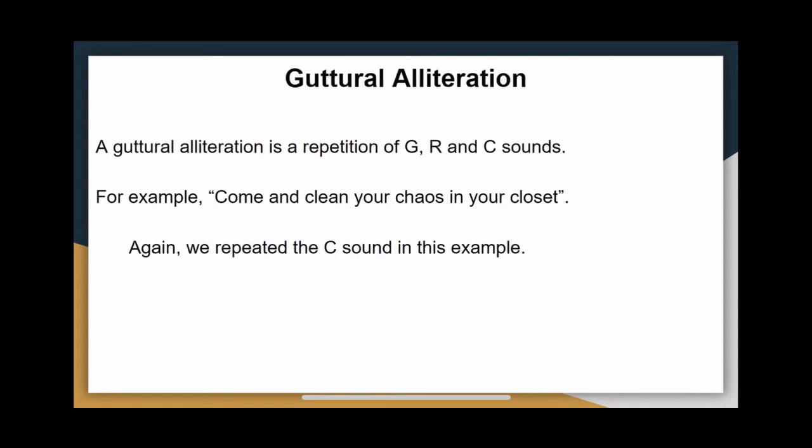Thirdly, a guttural alliteration. A guttural alliteration is a repetition of G, R, and C sounds. For example, come and clean your chaos in your closet. Again, we repeated the C sound in this example.